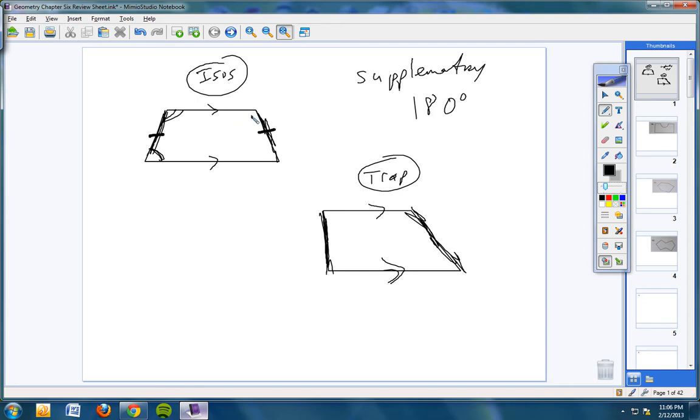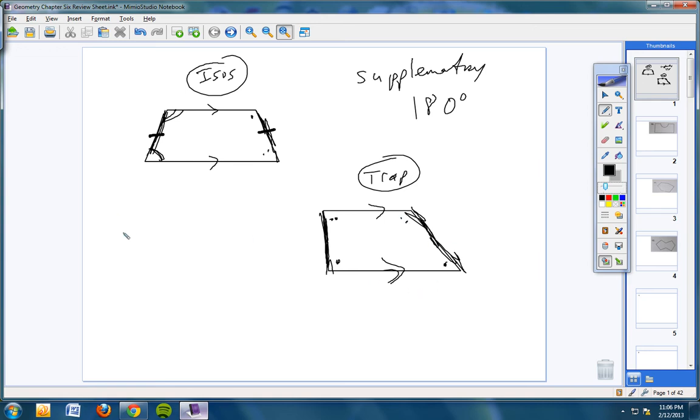So this angle here with one dot, this angle with two dots, if you were to add them together, you'll get 180. Same thing down here. This angle right here with one dot, this angle with two dots, they add up to 180. This angle here with a dot and this with two, they add up to 180.